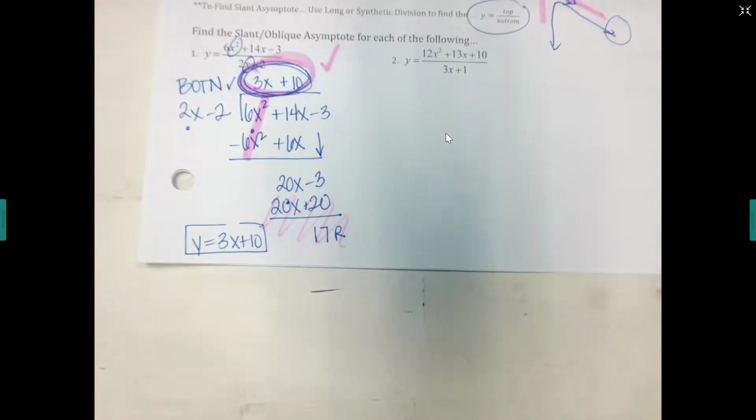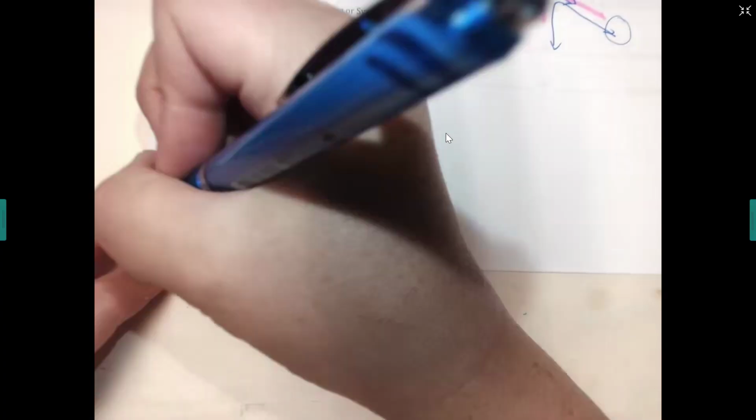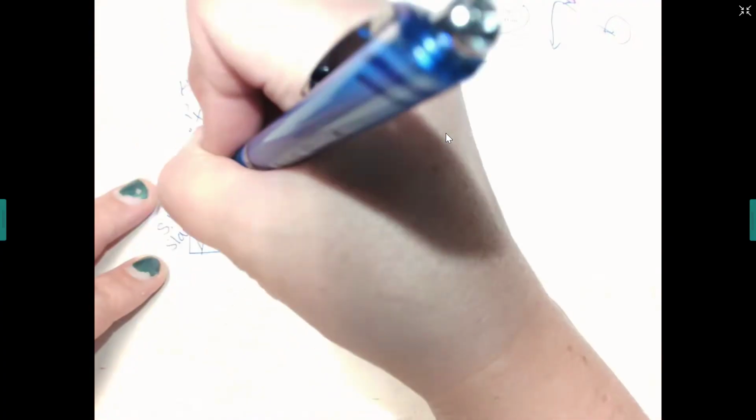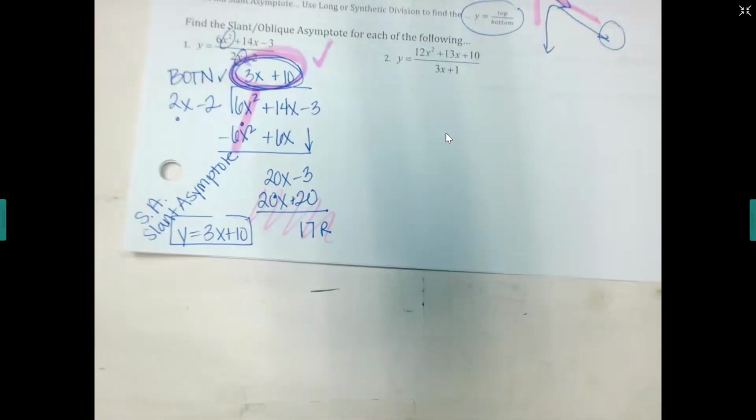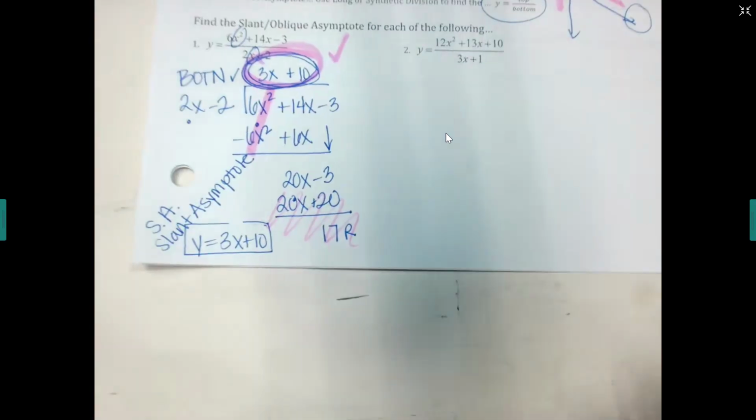And then remember, that's not a horizontal asymptote. It's not a vertical asymptote. It's a slant asymptote, so I'm going to abbreviate that SA. Do we ever have to graph that? You will, and we'll do an example. So an SA is a slant asymptote.